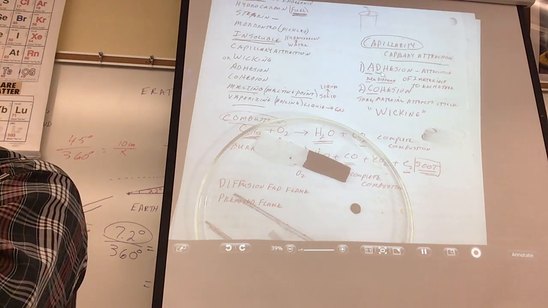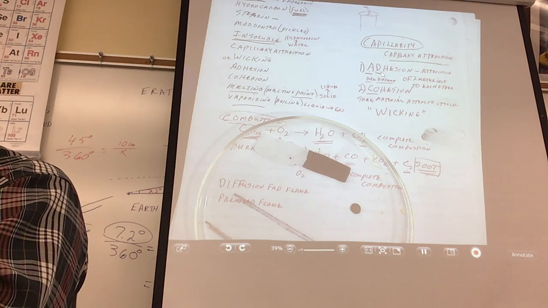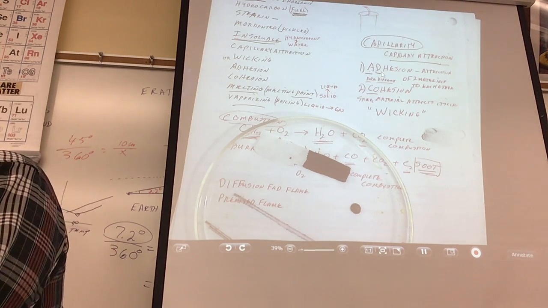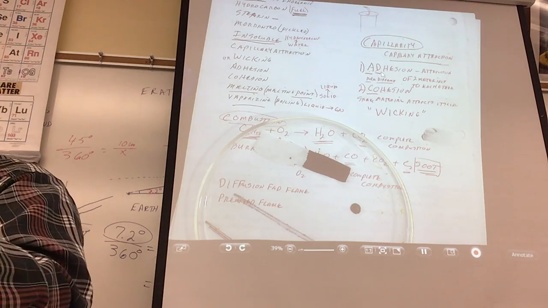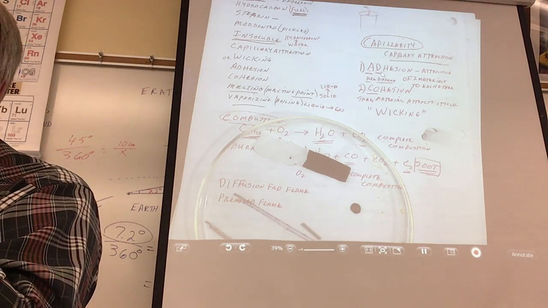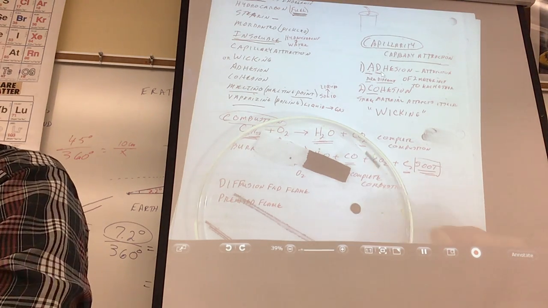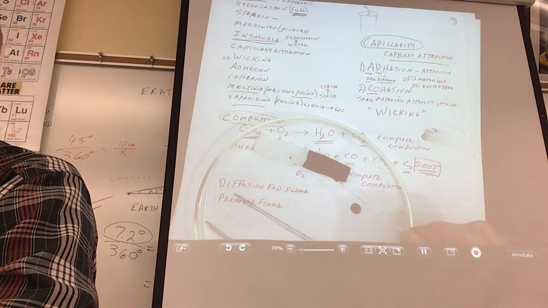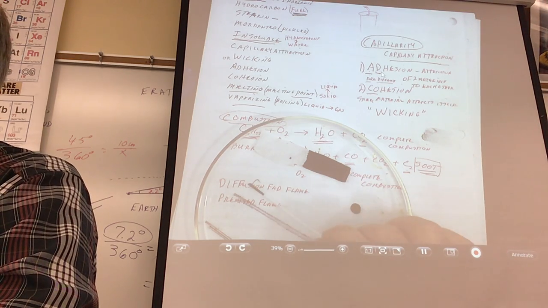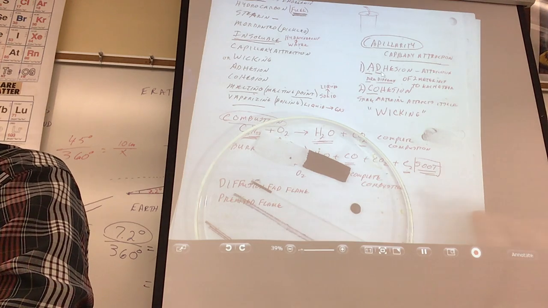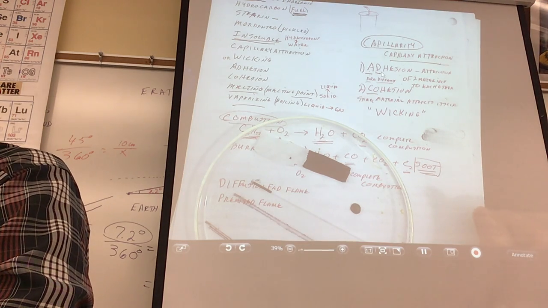Now, after the glass attracts the liquid, then the liquid attracts itself. What do you call it when the liquid attracts the liquid and pulls some more up with it? Cohesion. You put those two together and you get a thing called capillary attraction, also known by the common name of what? What's the common name?